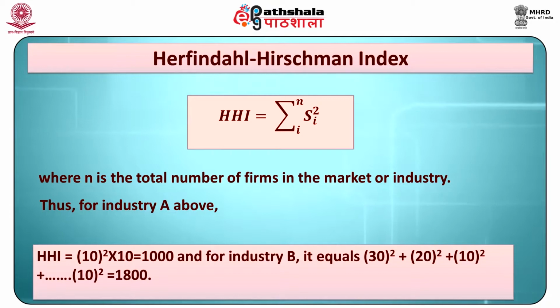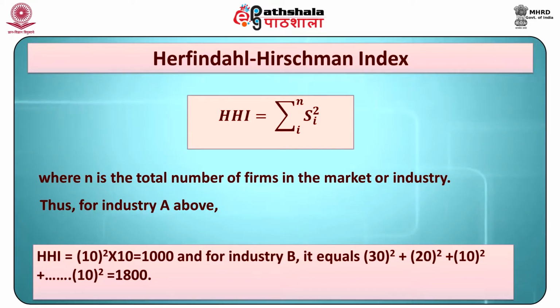HHI is equal to the summation, i ranging from 1 to n, of Si squared, where n is the total number of firms in the market or industry, and Si, as before, is the market share of firm i after the firms have been ordered according to their market share from largest through smallest. HHI for a monopoly will be 10,000.